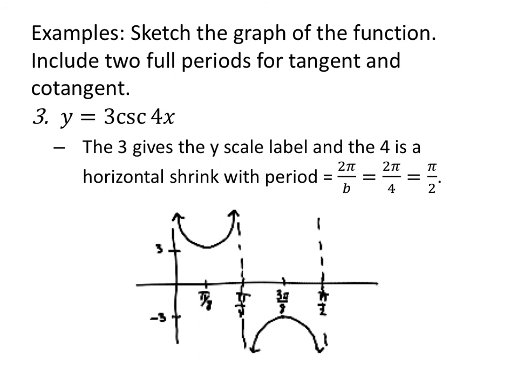3 cosecant of 4x. The 3 gives us the y scale, right? Because that would be the amplitude if this were sine. Cosecant doesn't have an amplitude, but we do need to know where we start or flip it over. The 4 is a horizontal shrink with the period, 2 pi over b, which is 2 pi over 4 or pi over 2. Cosecant has a denominator of sine, so my asymptotes are going to be at 0. Then 4x equals pi, so x equals pi over 4. 4x equals 2 pi, so x equals pi over 2. So I have my asymptotes. And in between them, I start up, and then I go down because I don't have a reflection.